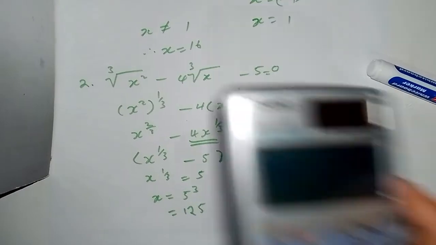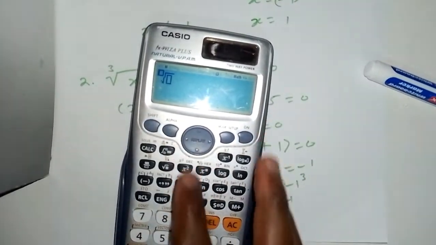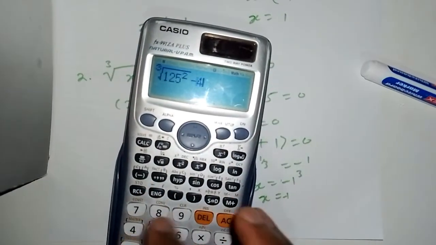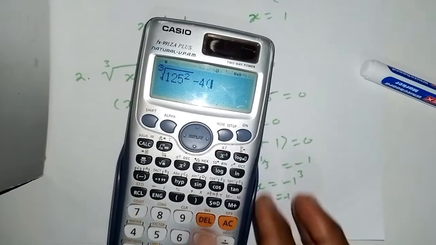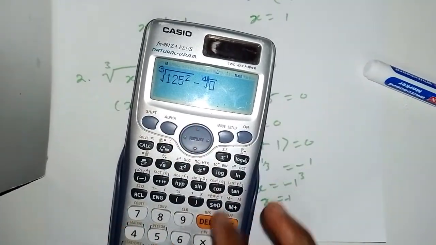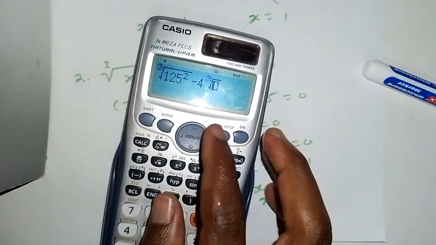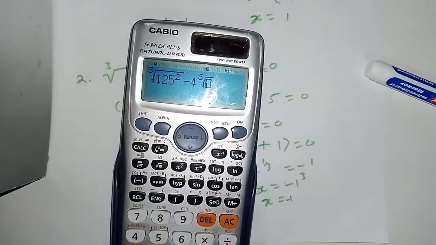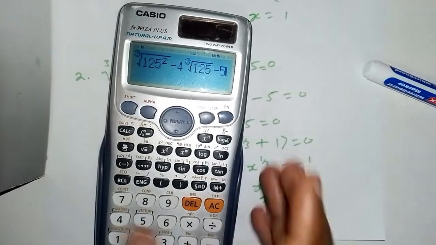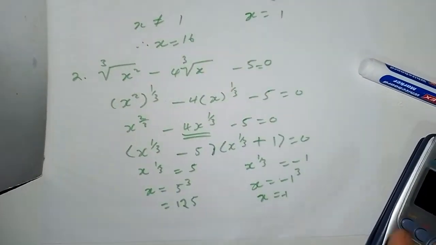Let's just prove it quickly. I have the cube root of 125 squared minus 4 into minus 4 cube root of 125, then subtract 5, which should give us 0. Ta-da! It's 0. Okay, now let's move to the next one.